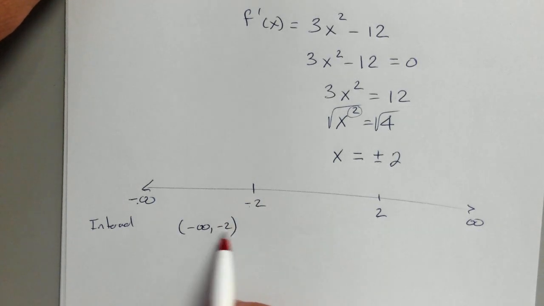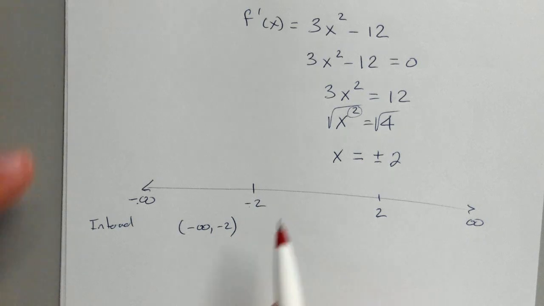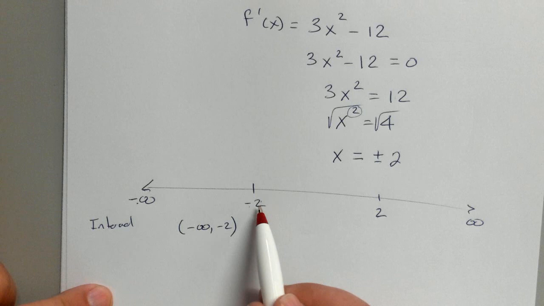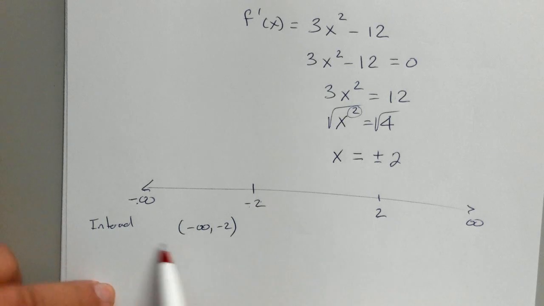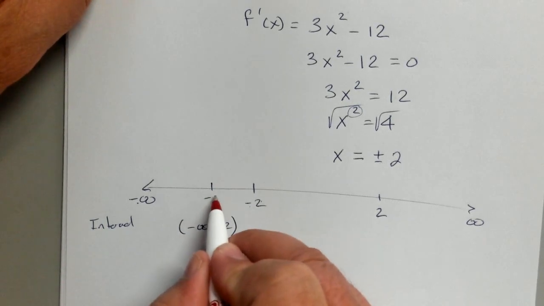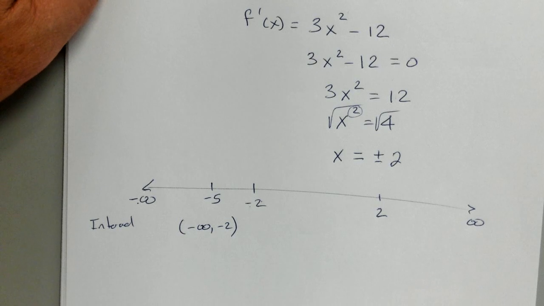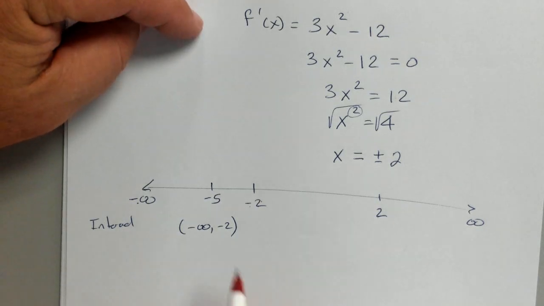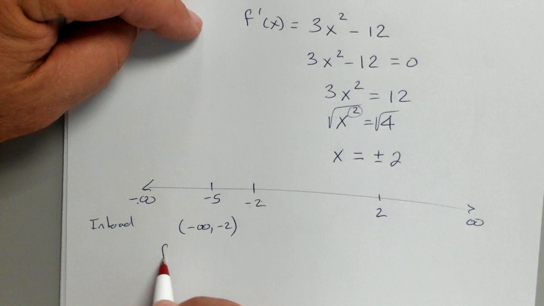You notice we have a closed interval. We cannot use the endpoints. Because what happens at negative 2? It becomes 0. So we have to use 0. So let's pick a point that's not at the endpoints. Let's pick a point somewhere in that interval, and plug it in our first derivative.